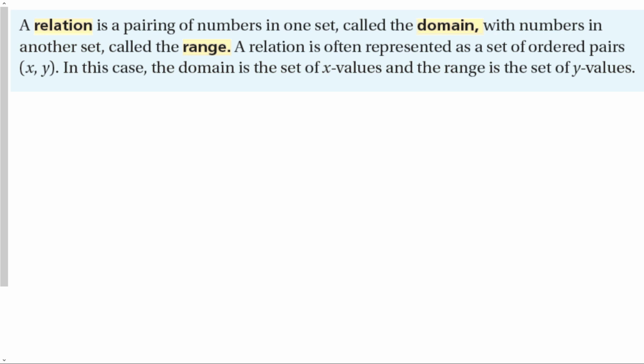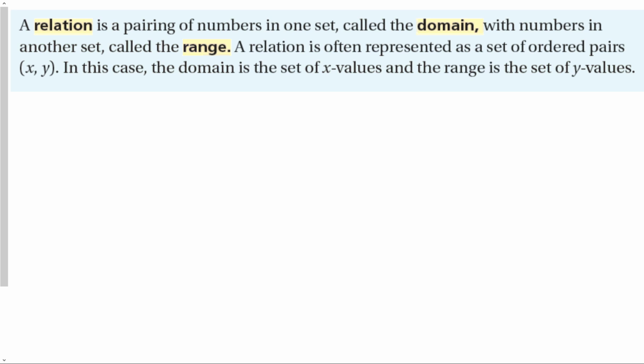Okay, so before we start, we need a little bit of vocabulary. So first, a relation is a pairing of numbers in one set. So it could be anything, could be numbers, could be letters, fractions, decimals, doesn't matter. We're going to put all the things in one set and we're going to pair them together. The first thing is called the domain with numbers in another set called the range.